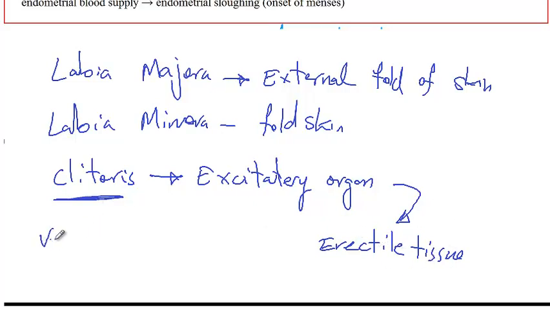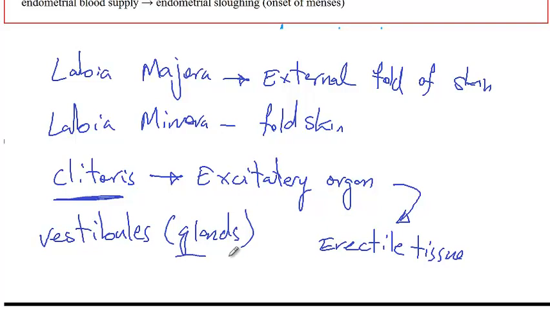And then finally we have the vestibule, which is the space between labia minora that contains the vestibular glands. And these glands are essential for secretion of the lubricant mucus. Alright, so these were the external genitalia in females and the function of every one of them.